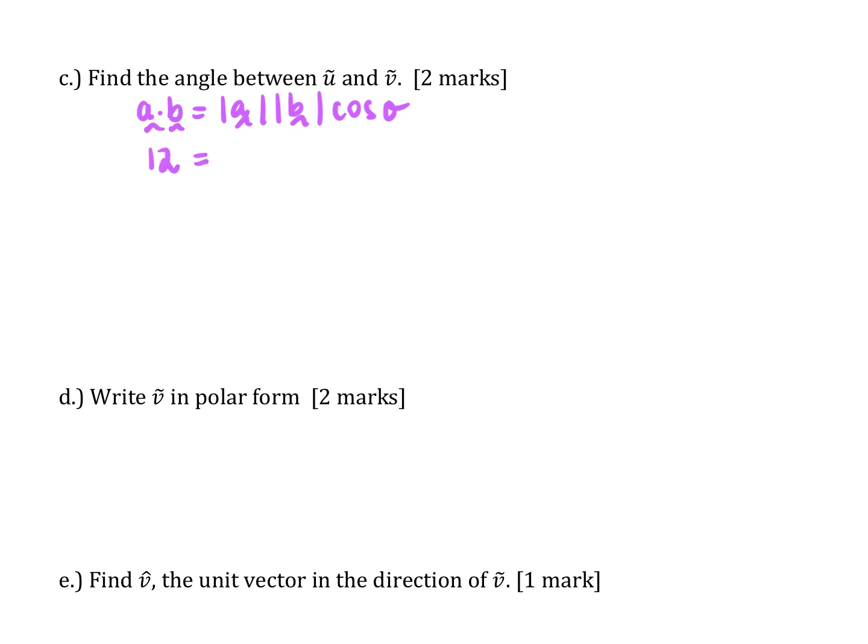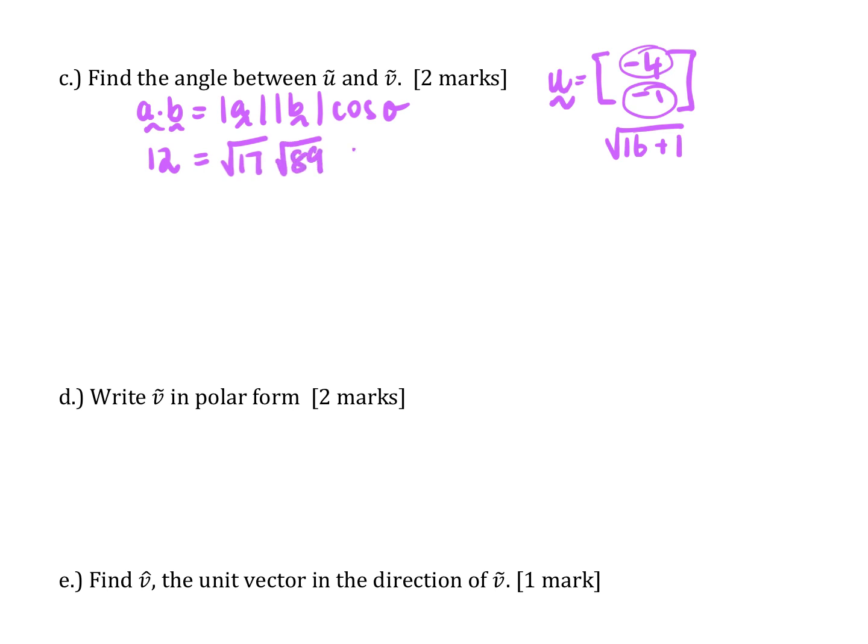That equals the magnitude of a. Well, the magnitude of u, in our case here, u is minus 4, minus 1. How do I find the magnitude of it? It's the square root of that squared plus that squared. The square root of 16 plus 1 is 17, root 17. And magnitude of b is going to be the square root of negative 5 squared, that's 25 plus 64. That's square root of 89, times the cosine of the angle in between.